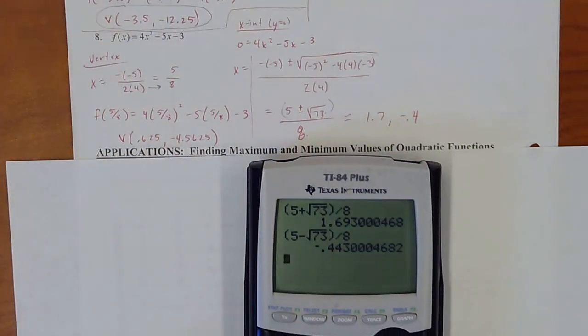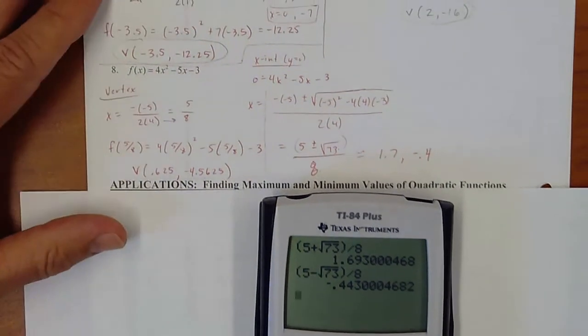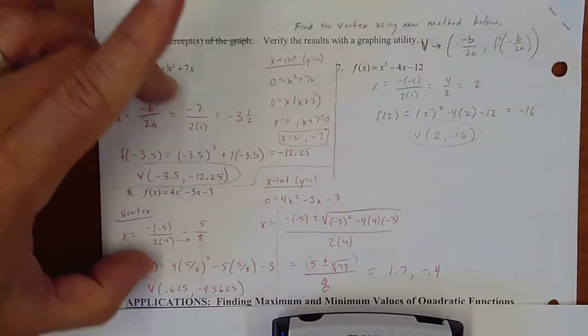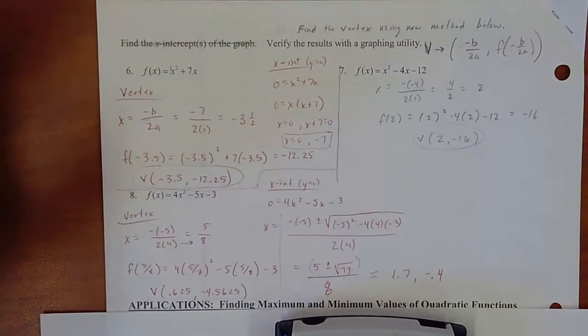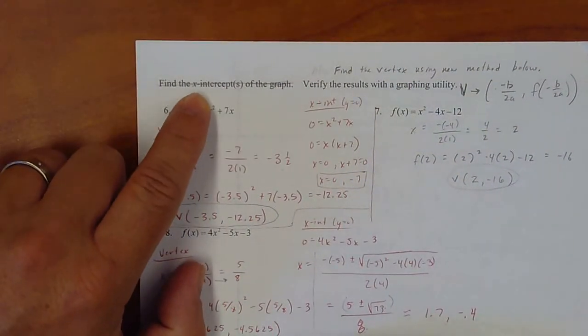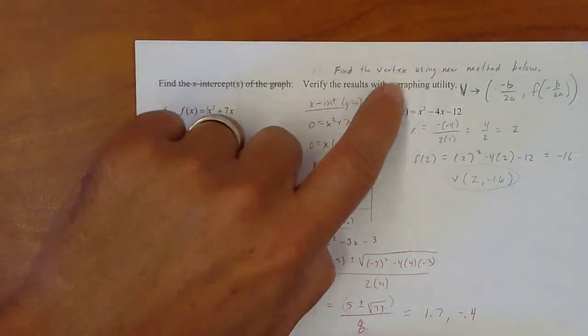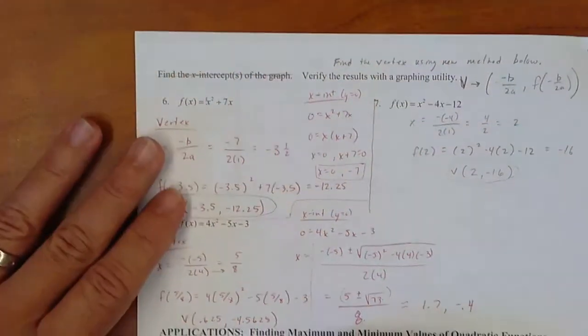All right, that's it for today. So when you do 51 through 55 today in the assignment, these are the directions I want you to follow. The directions on 51 say something about x-intercepts, but they didn't say anything about vertex. I want you to practice both these skills, okay?